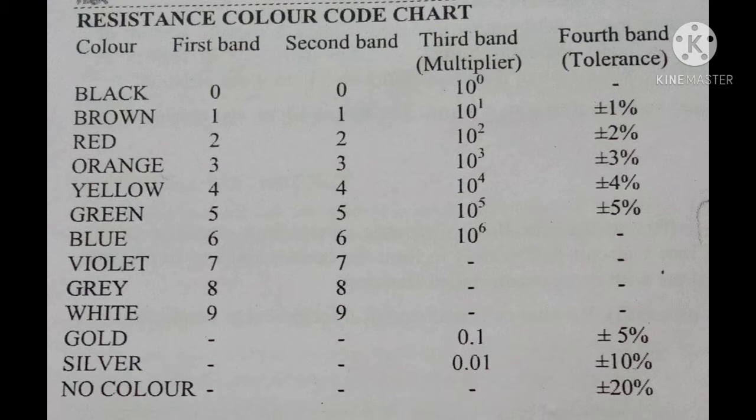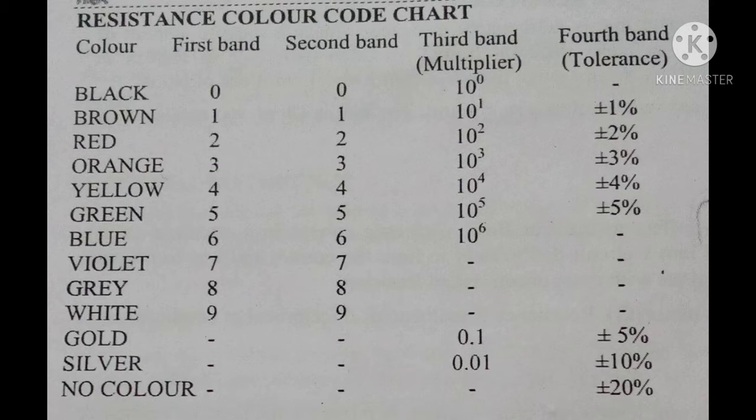In this chart, we can see there are the colors black, brown, red, orange, yellow, green, blue, violet, grey, white, gold, silver, and no color. And they all have numbers from 0 to 9. From black to white, 0 to 9 numbers are there in the first band and the second band. And also in the third band, similarly, the multipliers are given from black to blue.